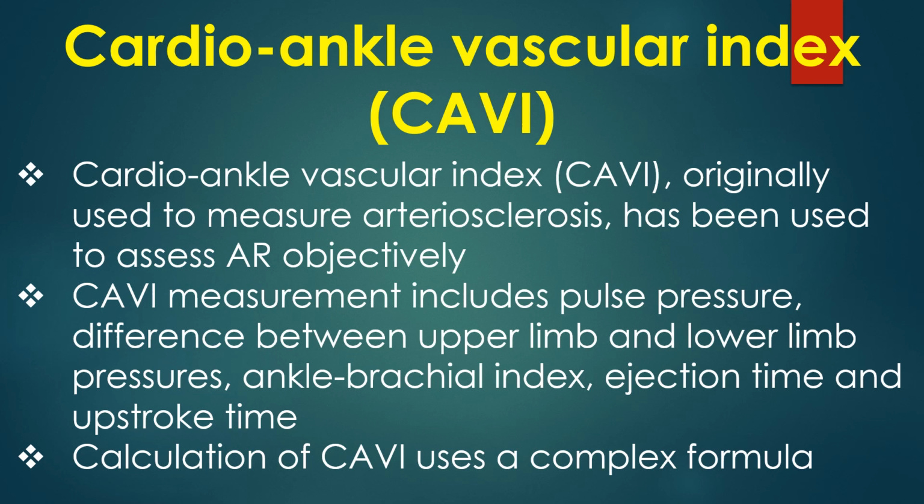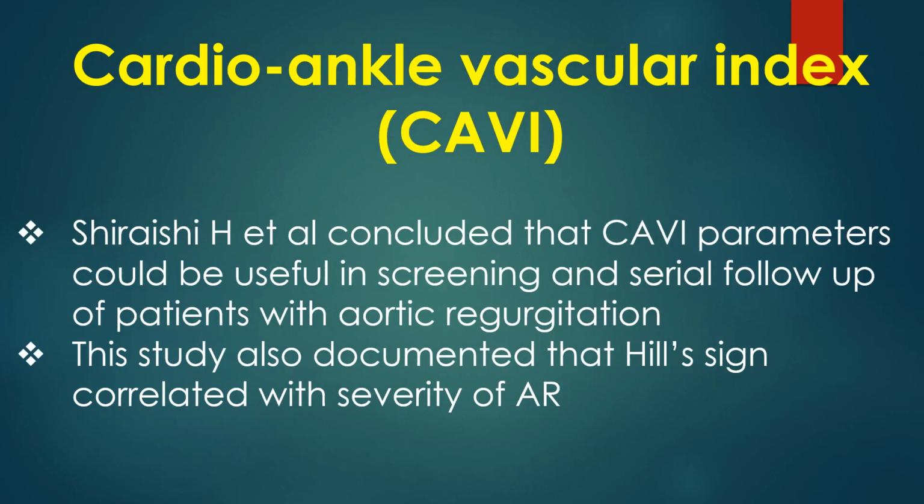Cardio-ankle vascular index, originally used to measure arteriosclerosis, has been used to assess AR objectively. CAVI measurement includes pulse pressure, difference between upper limb and lower limb pressures, ankle brachial index, ejection time, and upstroke time. Calculation of CAVI uses a complex formula. Shiraishi and associates concluded that CAVI parameters could be useful in screening and serial follow-up of patients with aortic regurgitation.